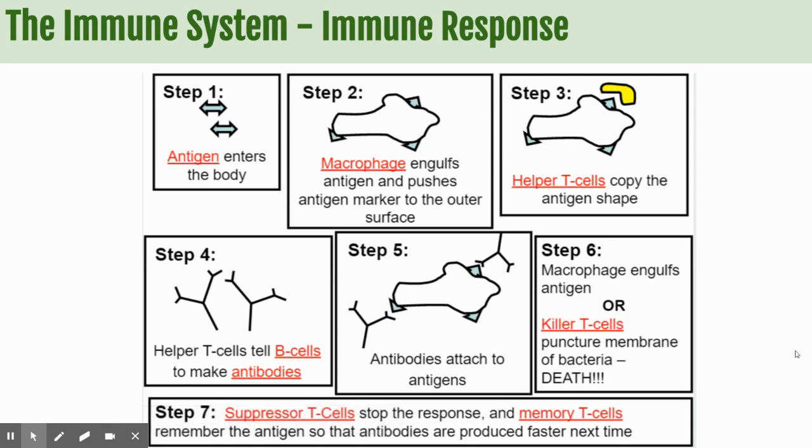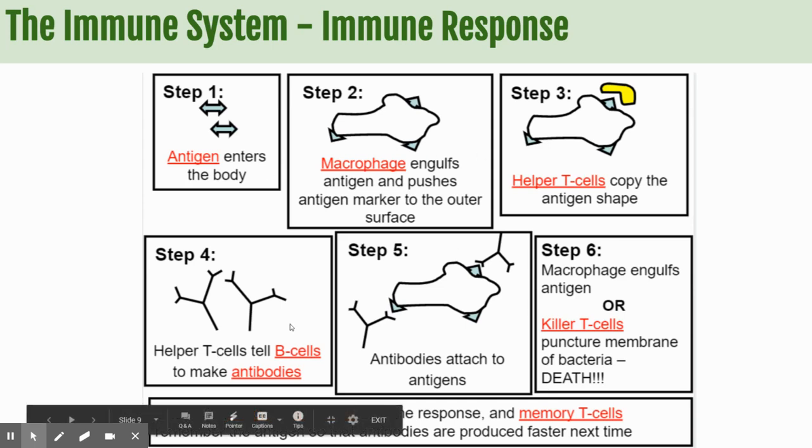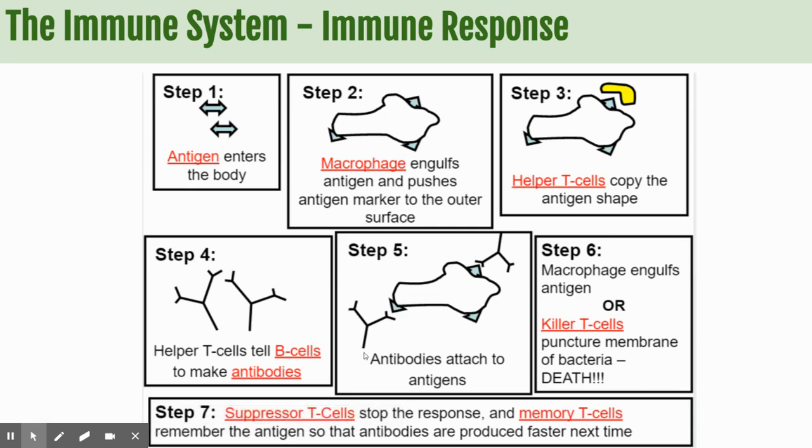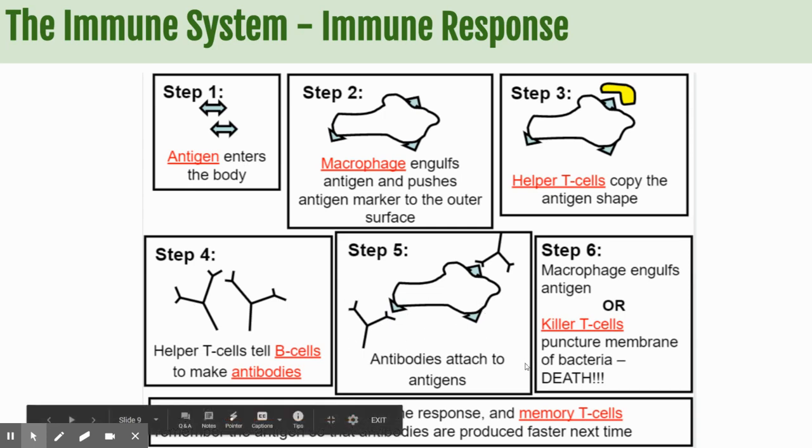Once everything's going well, the suppressor T cells come along and they can stop the response. And then memory T cells will remember that antigen so that the antibodies are produced faster the next time. Because this whole process takes time, right? It's not immediate. These antibodies aren't just all of a sudden created. They take time to make. So the next time this same antigen enters the body, the memory T cells will be able to pump out those antibodies really quickly.